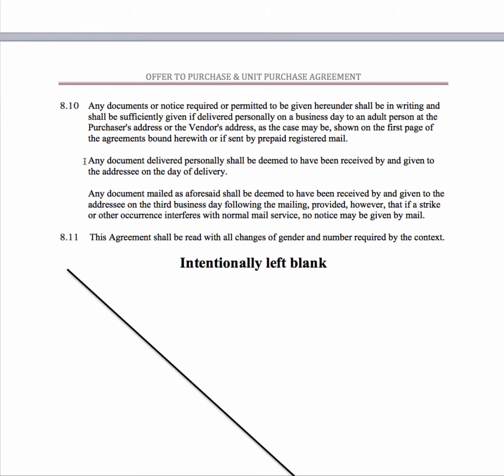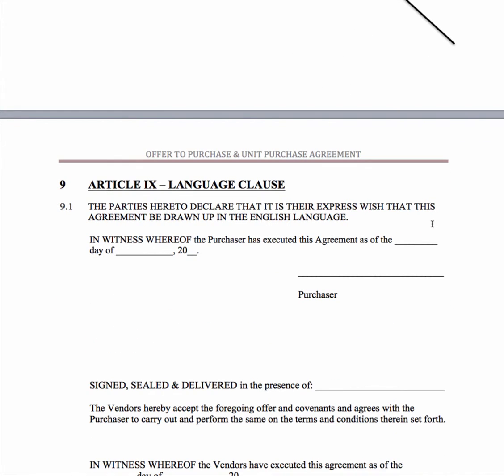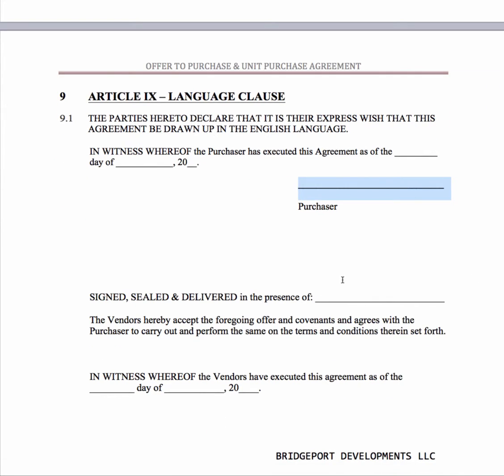Any document mailed as aforesaid shall be deemed to have been received and given to the address of the third party. This is basically interesting stuff to read when you have nothing to do. You hereby say that you agree that this is written in English. The date, the signature, your signature right here. Sign and seal in the presence of, so we need a witness.